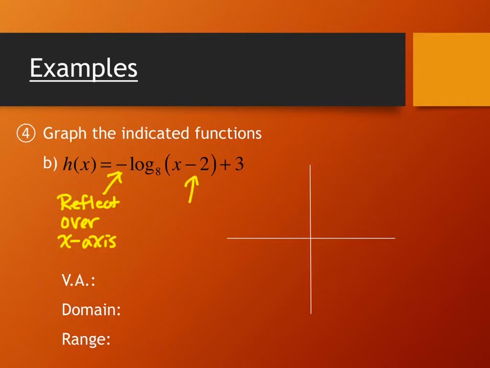All right, the next piece has a -2. What is that -2 going to do? Good. This is a right or left shift, or a horizontal shift. This will move it right 2. And how about that 3 at the end? Up 3. Good.